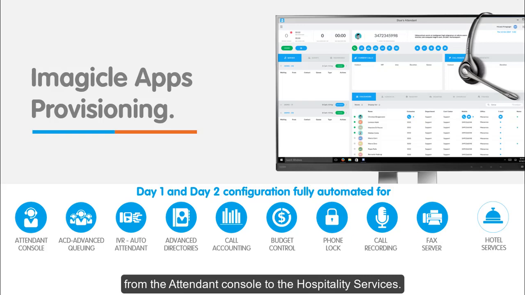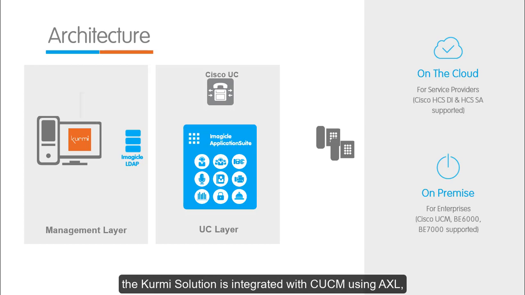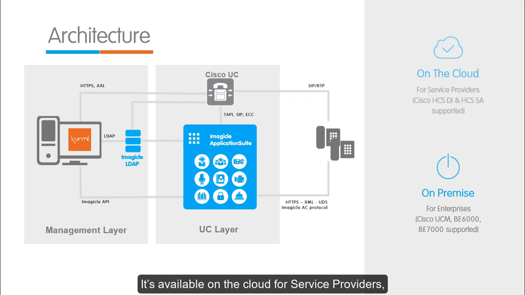to the hospitality services. From an architecture perspective, the Kurmi solution is integrated with CUCM using AXL, with the Imagicle directory using LDAP protocol, and with the application suite through the Imagicle API. It's available on the cloud for service providers or on premises for enterprises.